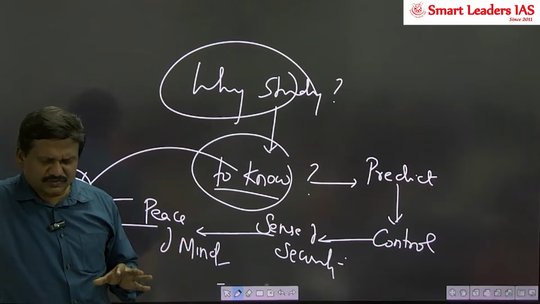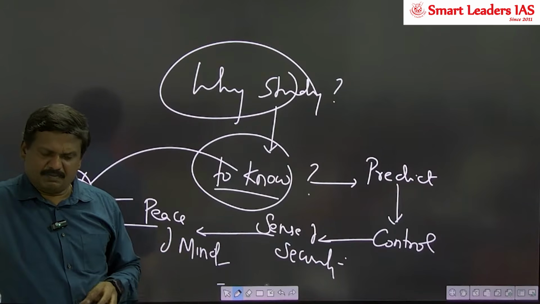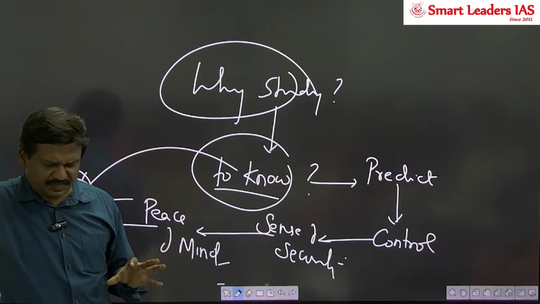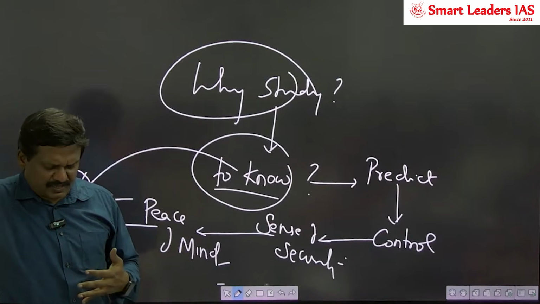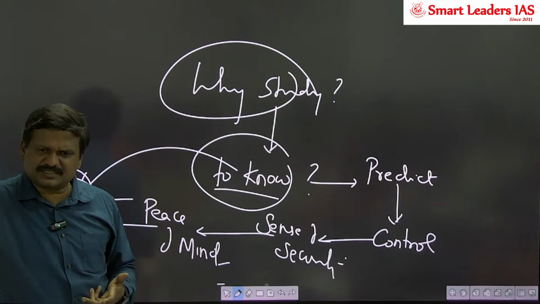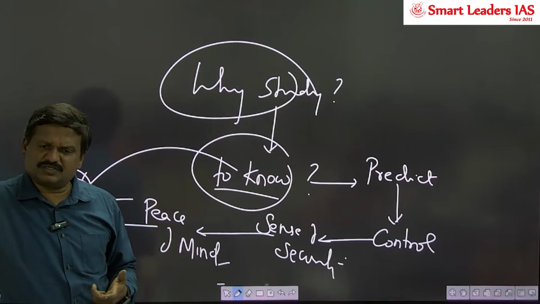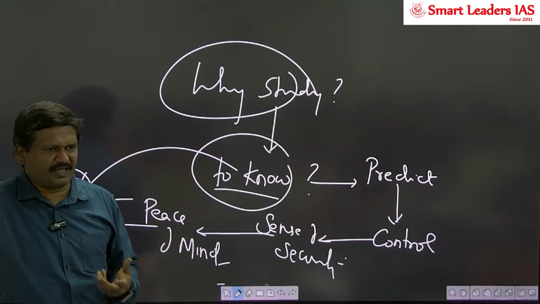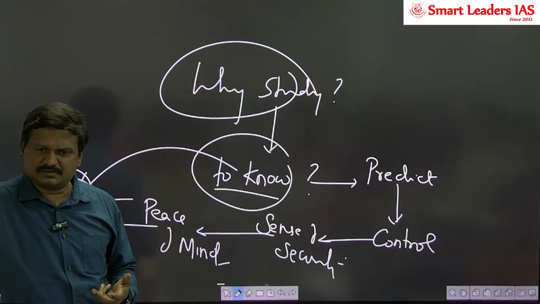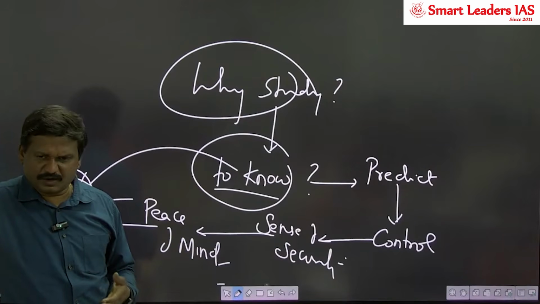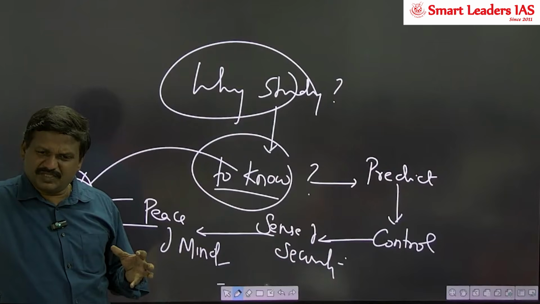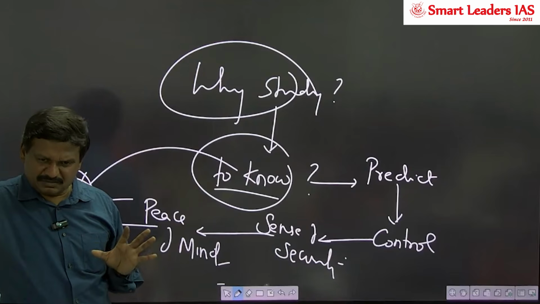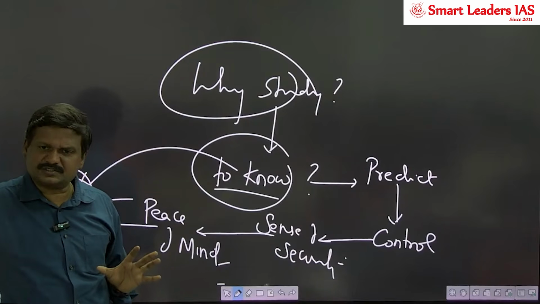You are an individual, but this individual is always driven by institutions. Individual without institution cannot exist. What are those institutions? Family is an institution, marriage is an institution, education is an institution, economy is an institution, politics is an institution. So the individual is driven by the institutions.